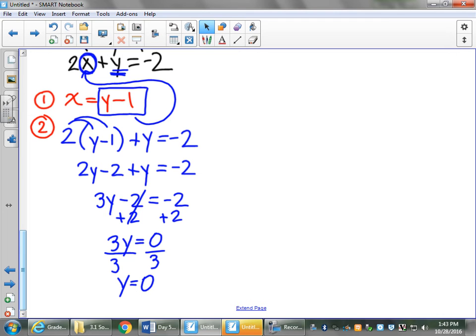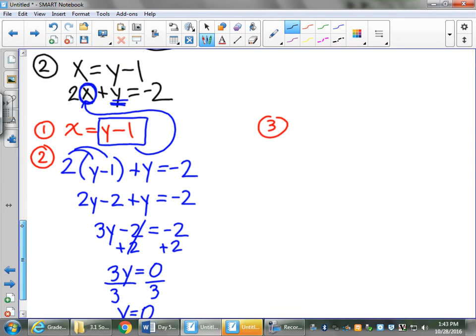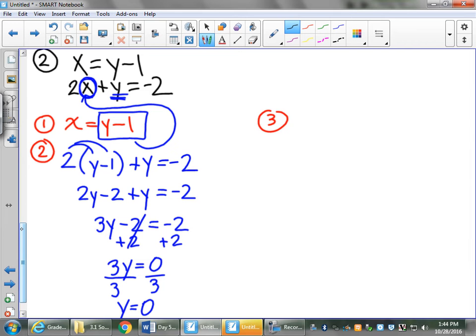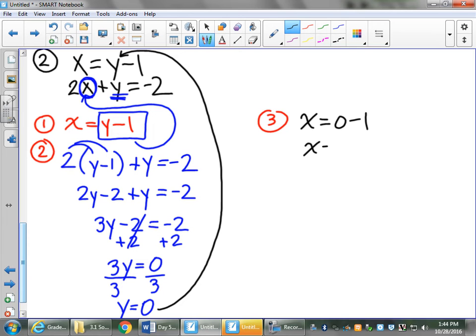We are ready for our third step, which is substitute again. So I found y. I have to substitute that y value into one of my equations. I'm going to substitute it into the original equation for y, since I'm trying to find x and the x is already isolated. So x will equal 0 minus 1, and x will equal negative 1.